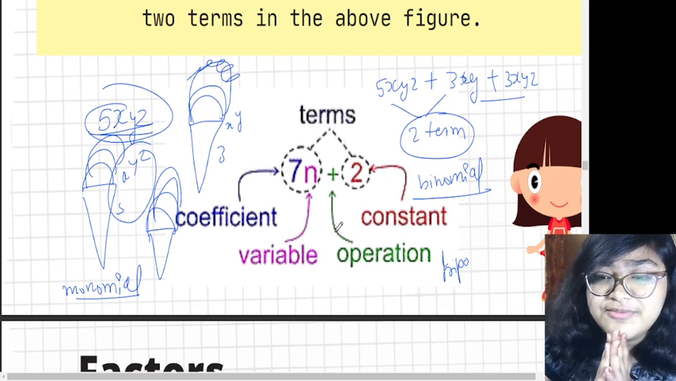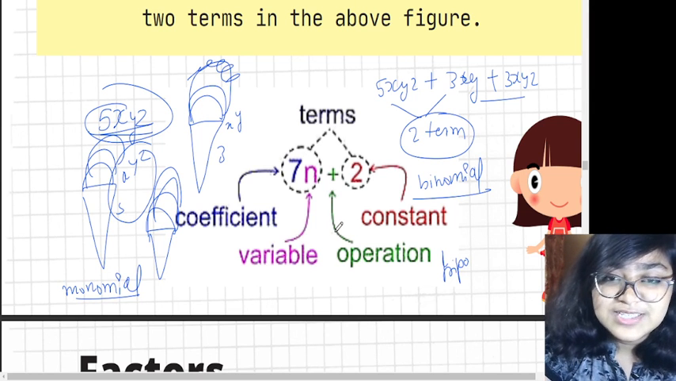So now I guess you have understood all the concepts of algebraic expressions.